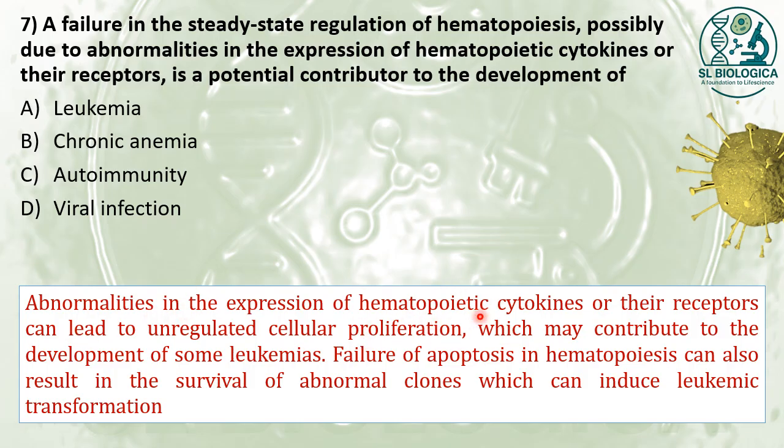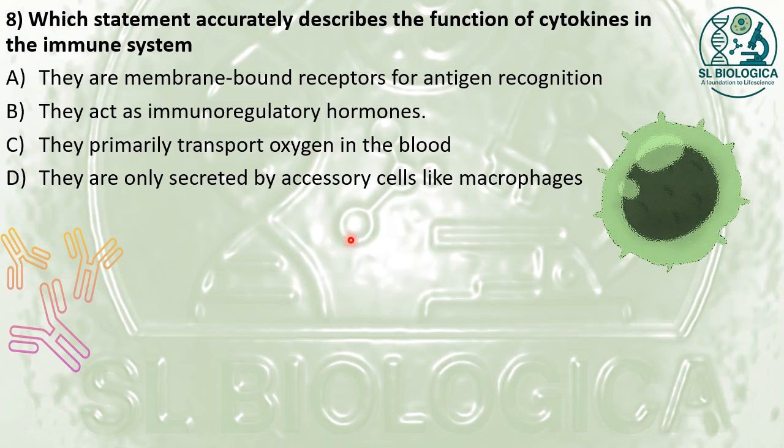Okay, so together with the abnormalities associated with hematopoietic cytokines, a failure of the apoptotic pathway to eliminate the abnormal clones can also result in leukemic transformation. So from the options, it is clear that option A is the correct one because it is saying leukemia. So option A is the correct answer. A failure in the steady state regulation of hematopoietic cytokines or their receptors can ultimately lead to the development of leukemia. Now let's move to the next question.